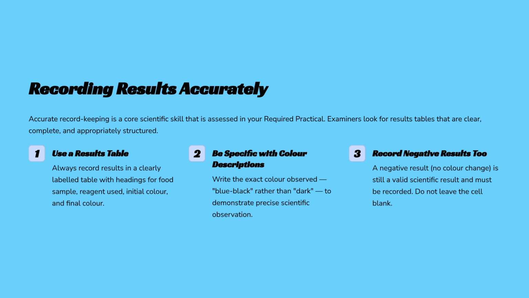When recording results, use a clearly labeled table. Be precise with your color descriptions. For example, write blue-black instead of dark, and ensure you always record negative results too.